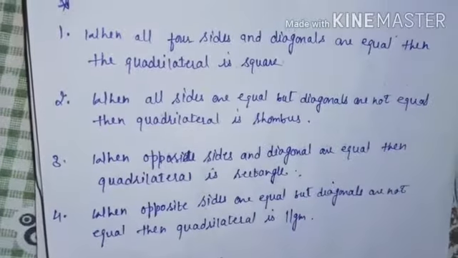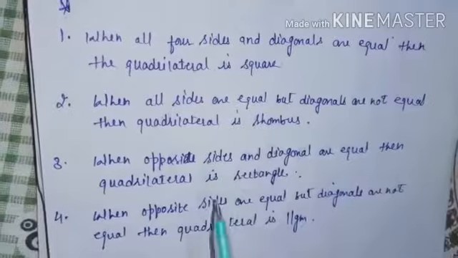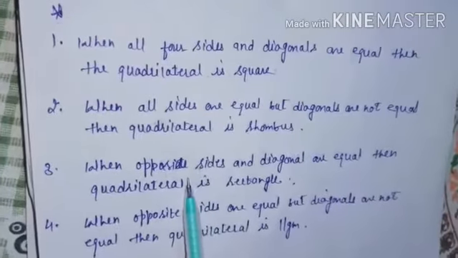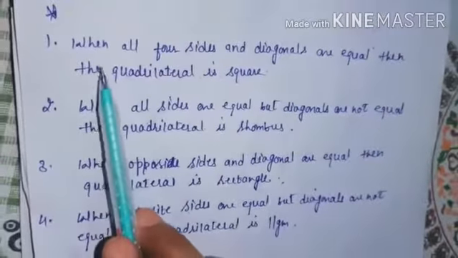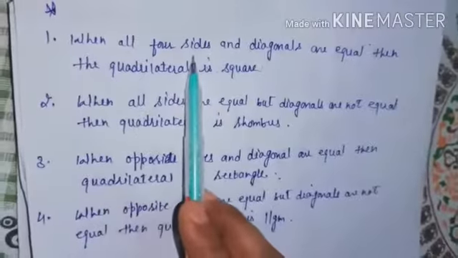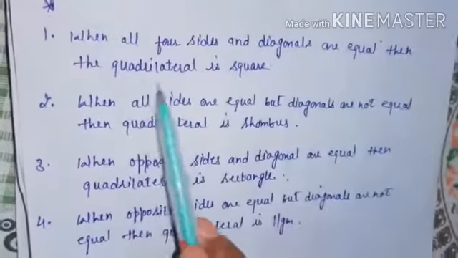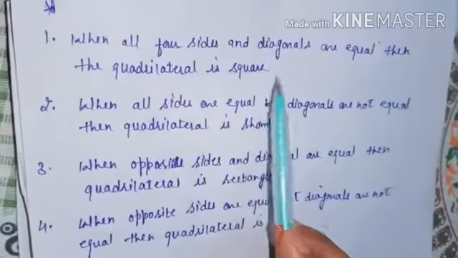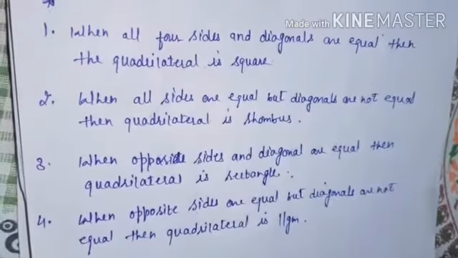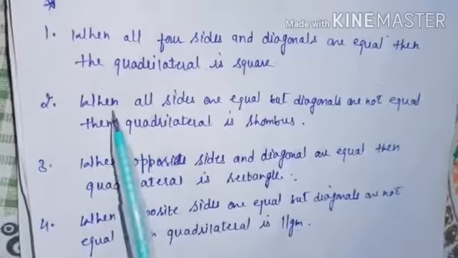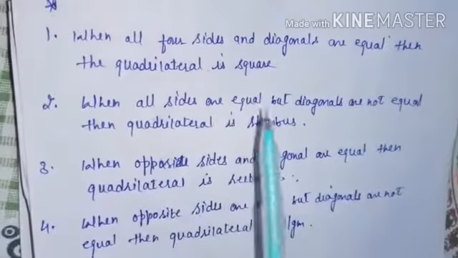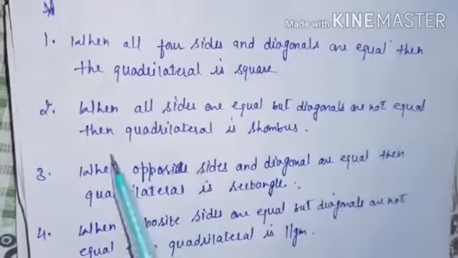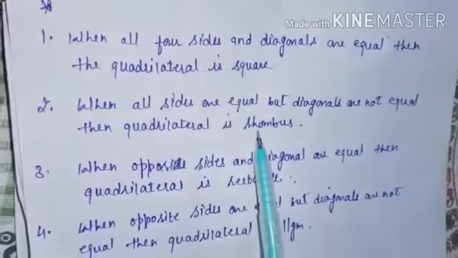Yes, beta. Before doing question number 6, I want to tell you some important points. You must know that when all four sides and diagonals are equal, then the quadrilateral is a square. I hope you all know these points well, but I'll repeat. The second point is when all sides are equal but diagonals are not equal, then the quadrilateral is a rhombus.